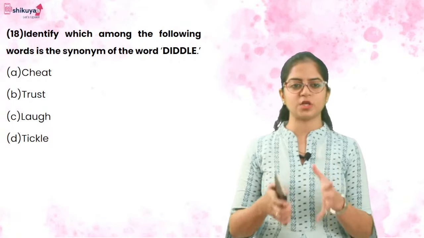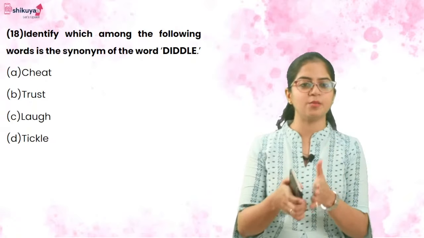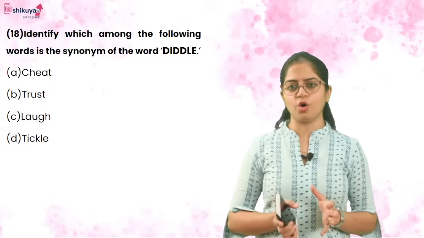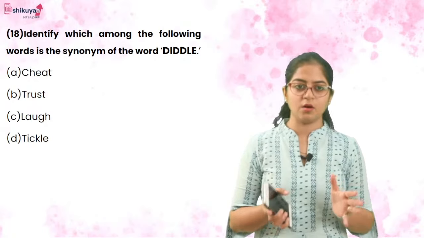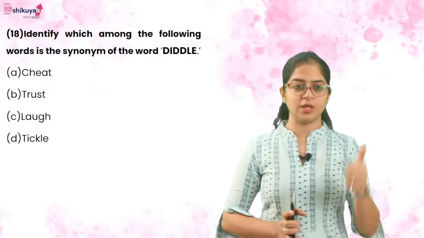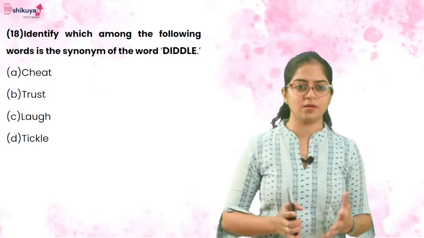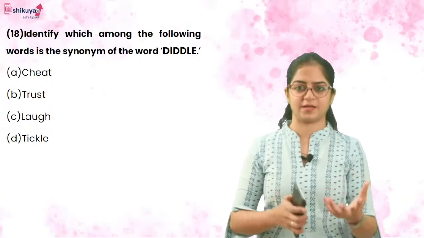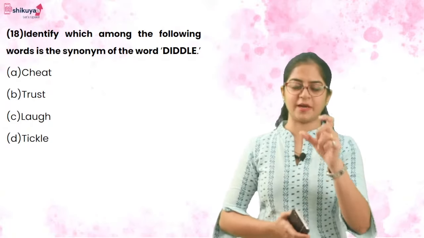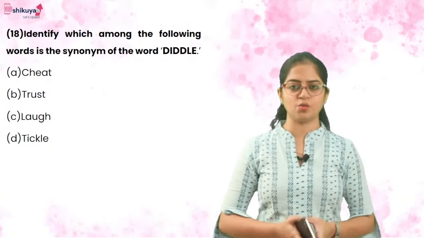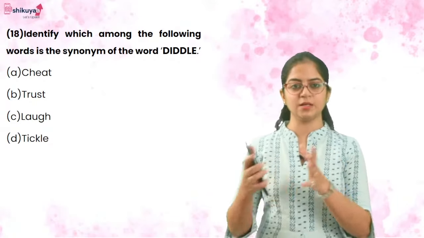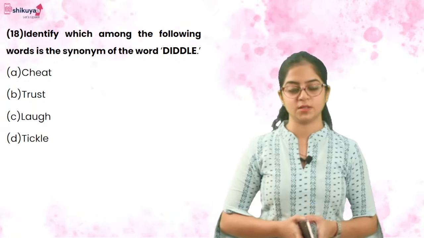Identify which among the following words is the synonym of the word diddle. Now here you should know your vocabulary really well, or you can go with the given word and verify your options. Cheat, trust, laugh, tickle. Diddle is a negative word. It could be like wasting time, or cheating on someone. So which is the synonym in the given options? Of course it's A, so you can go with option A. The synonym of diddle is cheat.